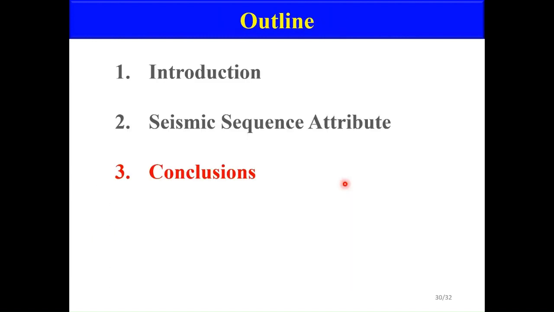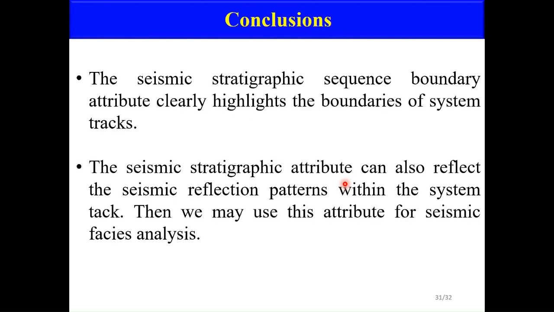So based on the analysis, I'm going to draw the following conclusions. The seismic sequence stratigraphy attributes can highlight the boundaries of the seismic tracts, both for the unconformities and the corresponding conformities. And we are expecting that the seismic sequence attributes can be used to indicate the reflection patterns within the system tracts. But the second one is still under development for the real application. I think I'm going to finish this sometime this month.